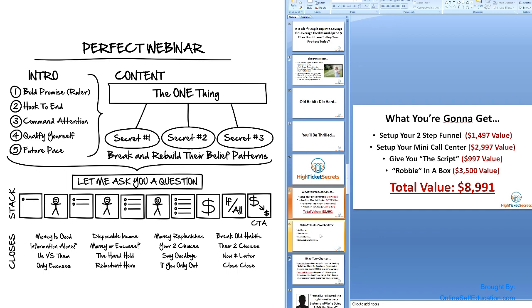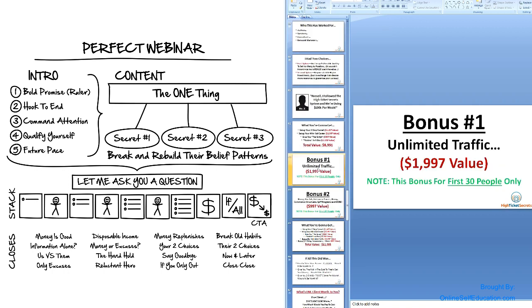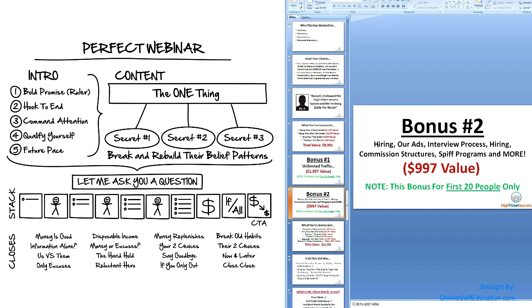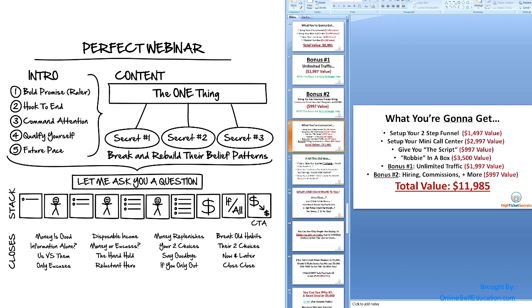Now I'm going to start adding value. That's what these little smiley face guys are. I'm adding value, right? So I'm going to give you this bonus, which is unlimited traffic. Boom. And I'm going to give you this bonus, which is our ads and our interviews. Okay, so what that means is, now I stack this. That means you're going to get, and I recap the first thing I told them, the second thing, the third thing, the fourth thing. So I just reset that.